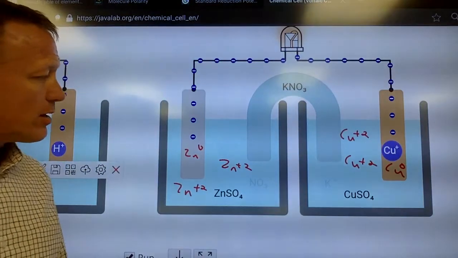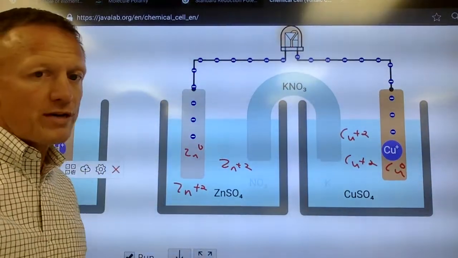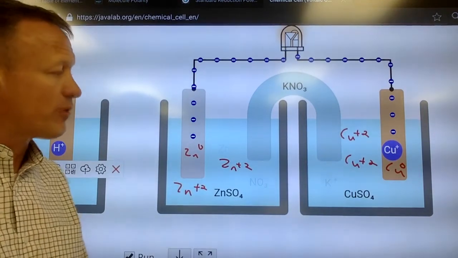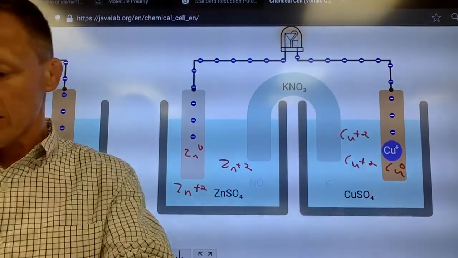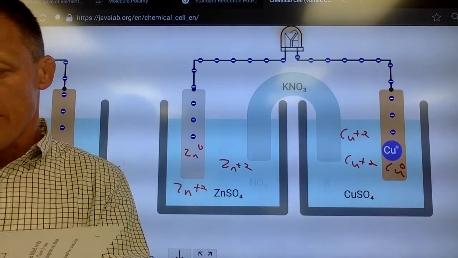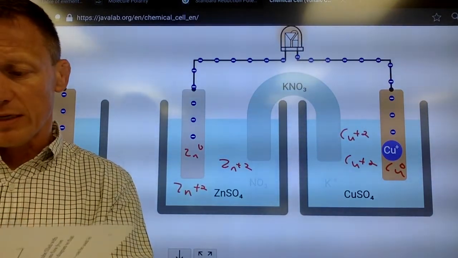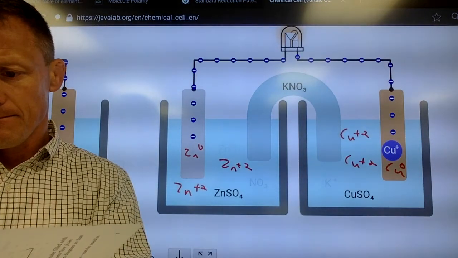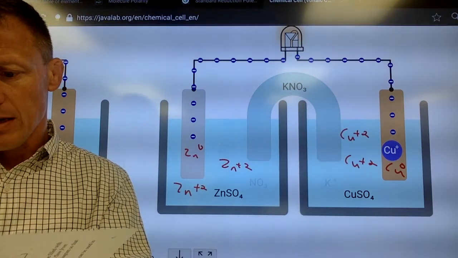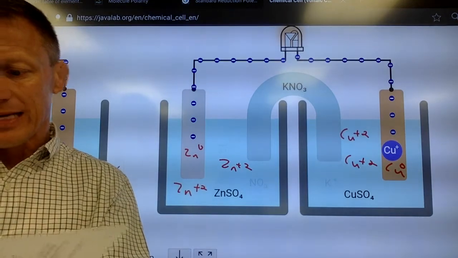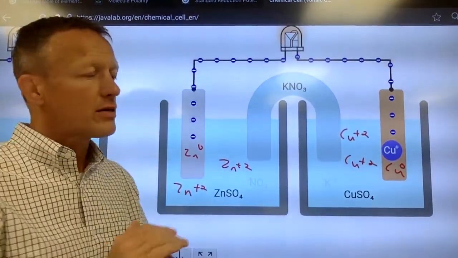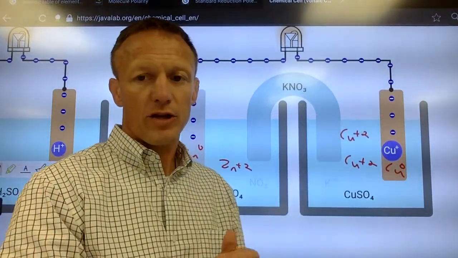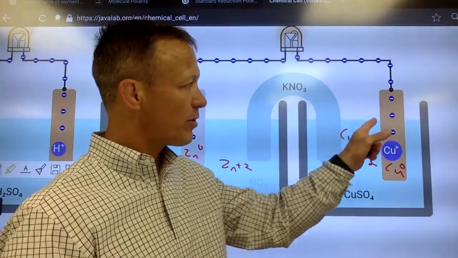Okay. Well, if we look at our reduction potential sheet, you look and see who has a better ability to be reduced, copper or zinc. Copper's reduction potential is 0.16 volts. And zinc's is negative 0.76. Okay, so copper has a better ability to be reduced. Copper's got a higher voltage on that sheet. It's got a better ability to reduce.